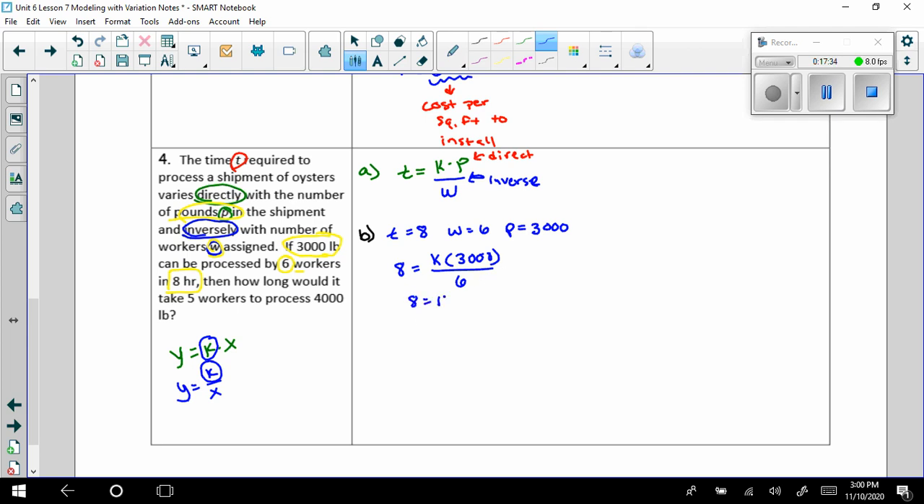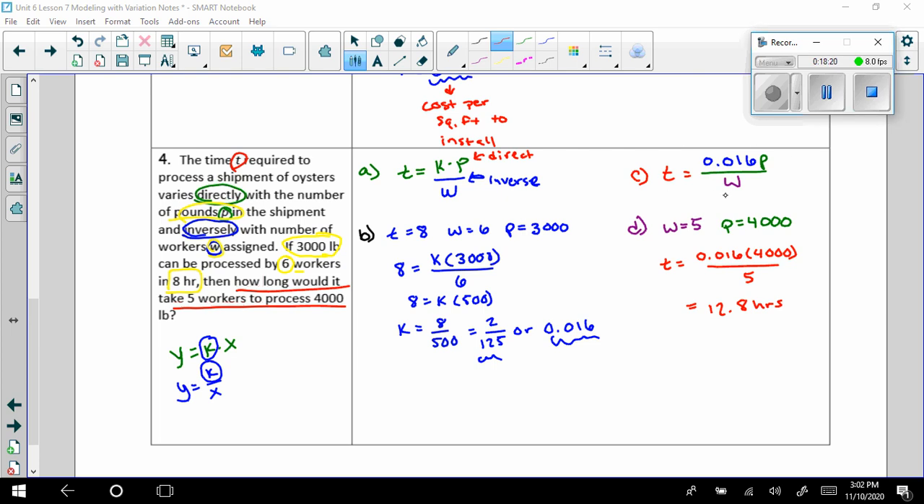So we get 8 equals K times 500. So K is equal to 8 over 500, which is like 2 over 125, or 0.016. Okay, so either of these is fine. Then we want to know how long would it take 5 workers to process 4,000 pounds. So I want you to go ahead and try this problem. Now using your K, go back, write your equation, and then plug in and solve.